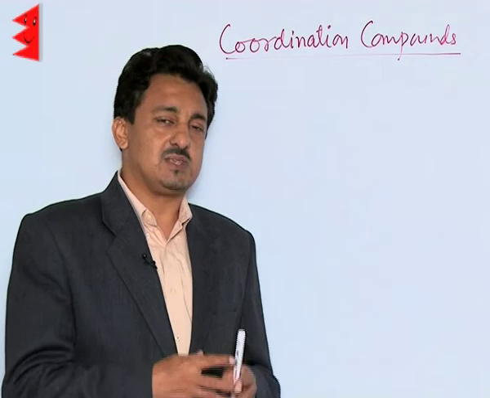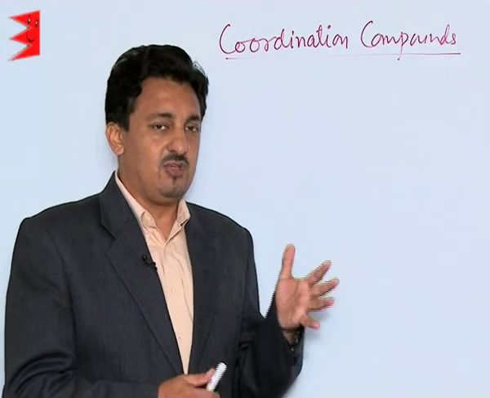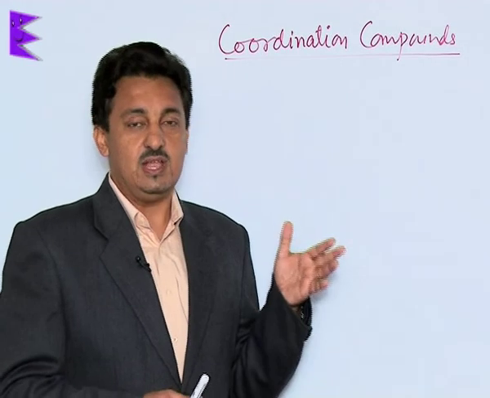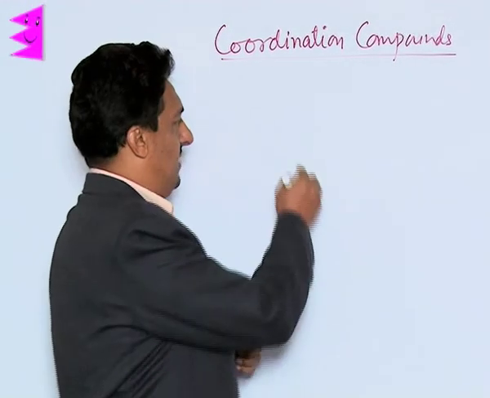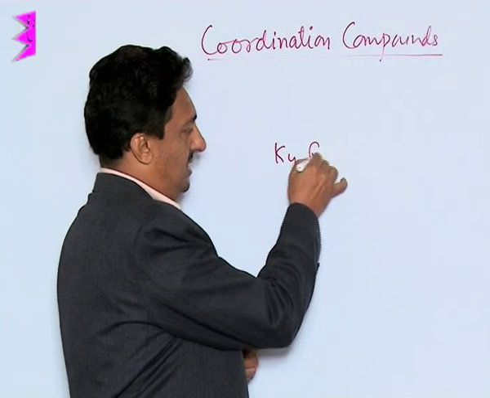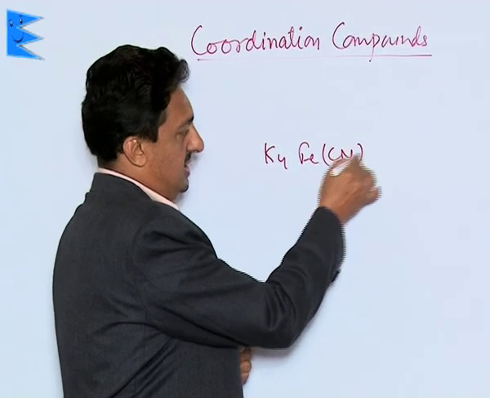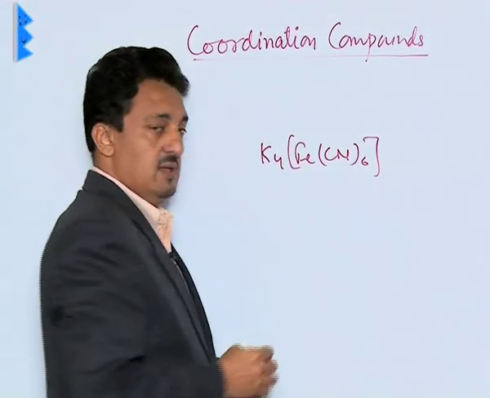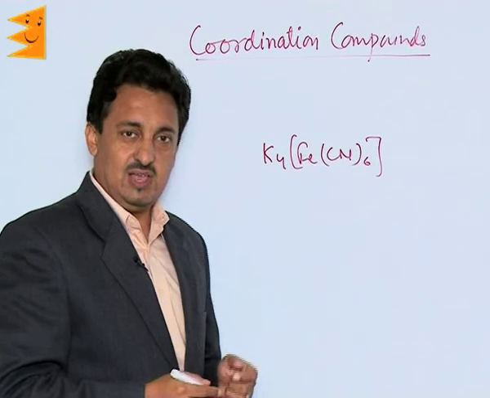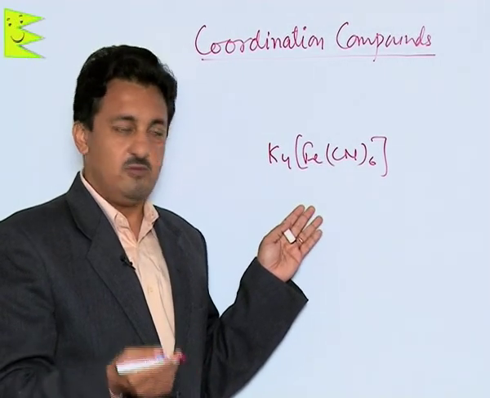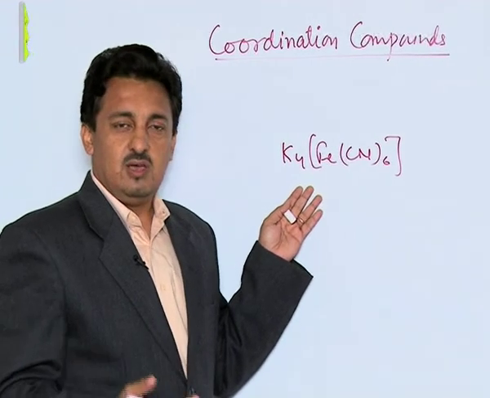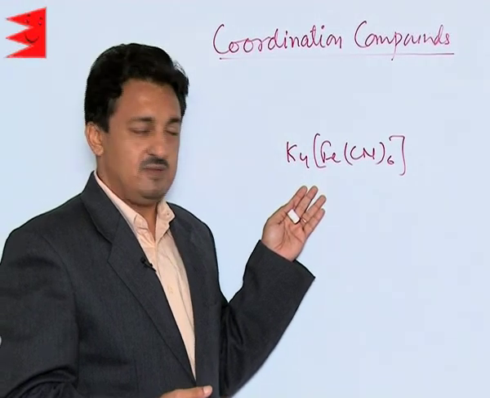Now these complex compounds, in actual reality, are called coordination compounds. Let me give you an example. The one which we use is K4[Fe(CN)6]. It's called potassium ferrocyanide, a very commonly used lab reagent which you have been using, or will be using, in your salt analysis a number of times.